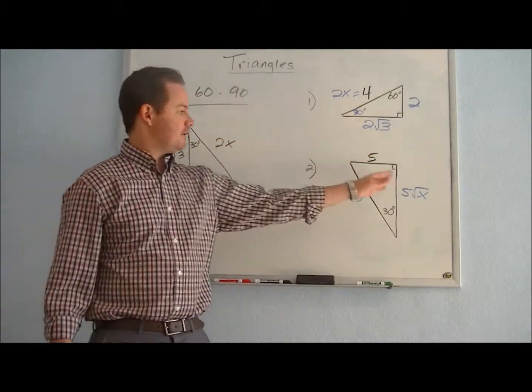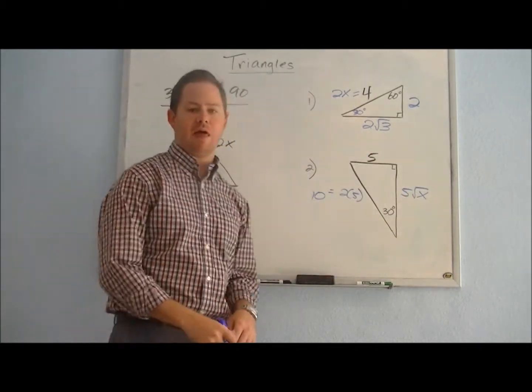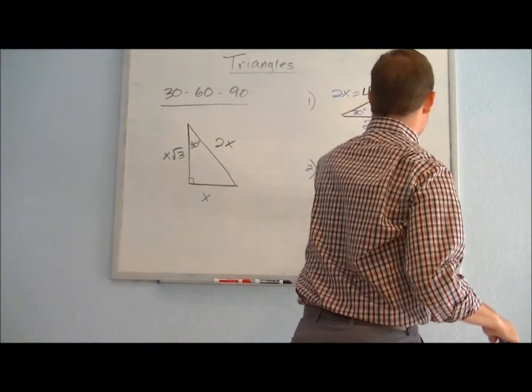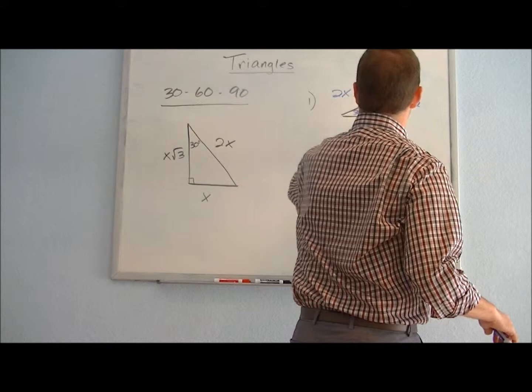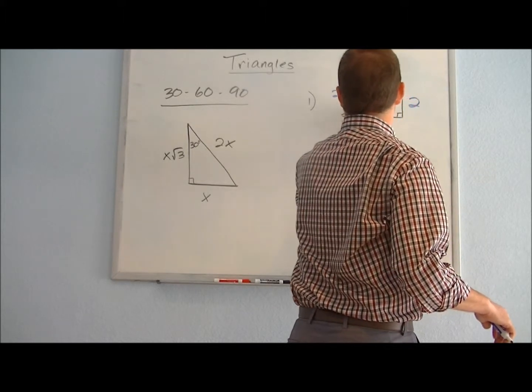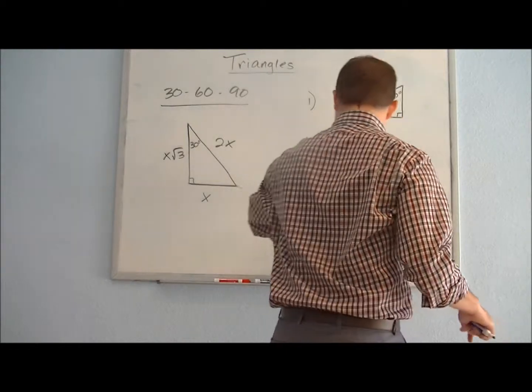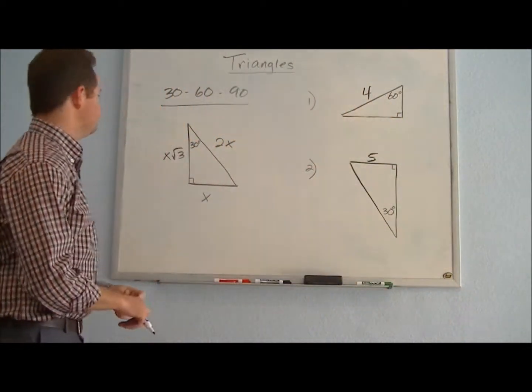So we have 5 root 3, and mess that up, start over. Dang it. I can't speak, I can't write, I can't do anything. All right.